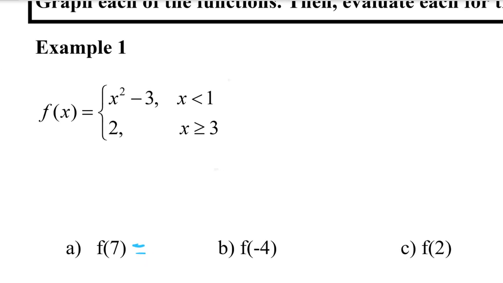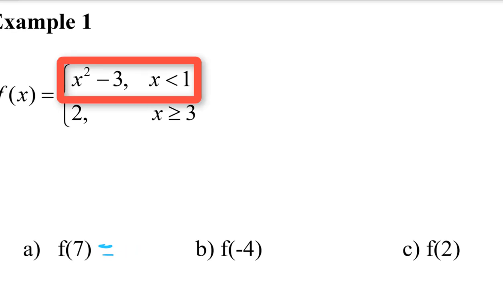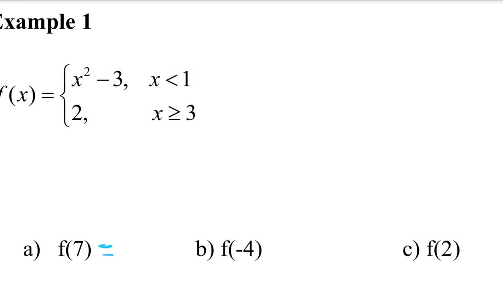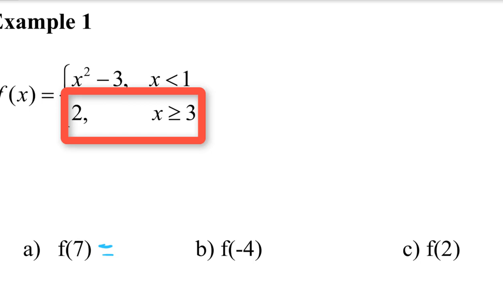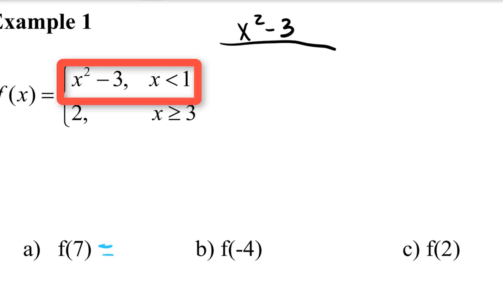So when we take a look at this example 1 right here, we've got x squared minus 3 as one piece, and we're only graphing that for x less than 1. Then we have the other piece of 2, and that piece is going to be graphed for values of x that are 3 or bigger. So what we're going to do to start with is make a little xy chart. We're going to start with one piece, the x squared minus 3 piece.